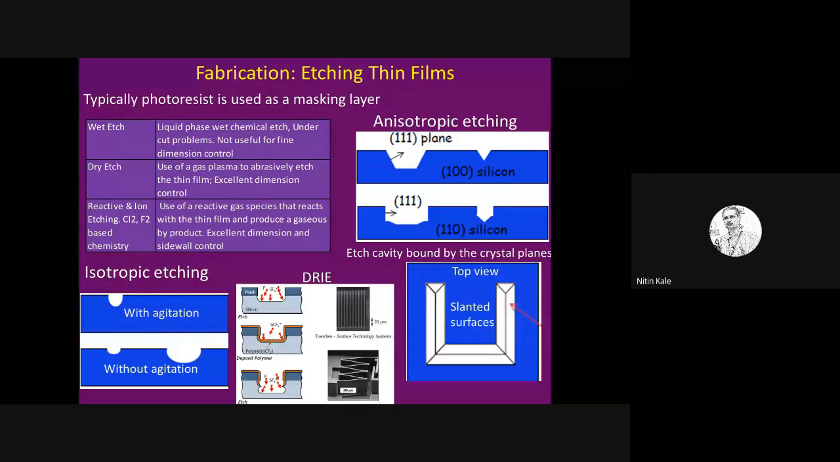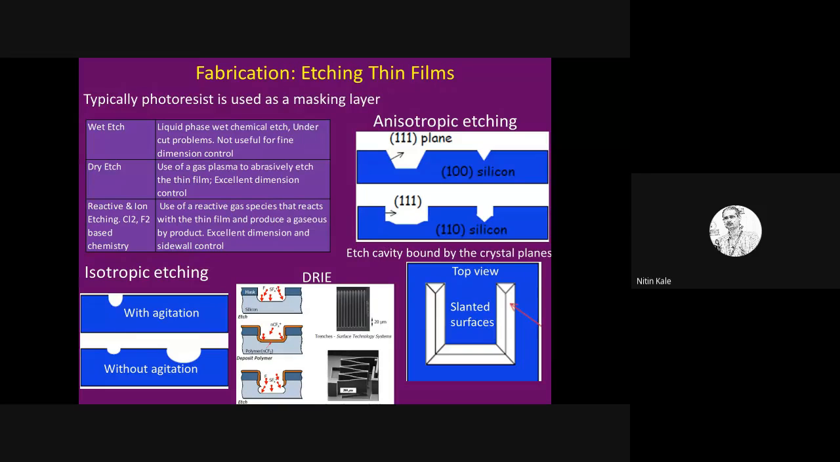Again, all the precursors are basically going to react with the components of the film and form some volatile components, and those will be removed in the case of dry etching. In the case of wet etching, they will be dissolved in the solvent.